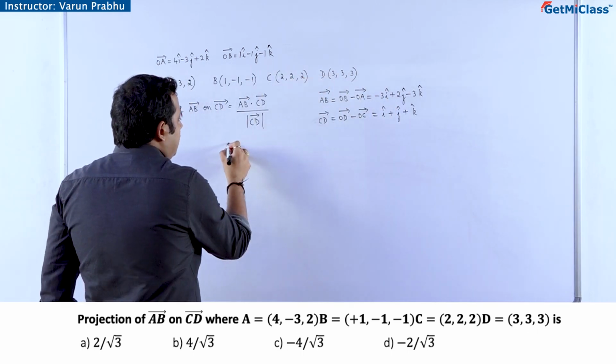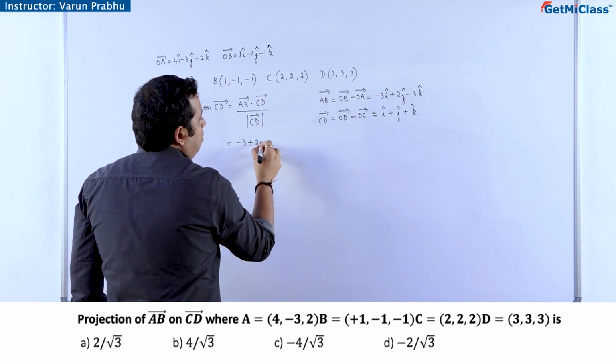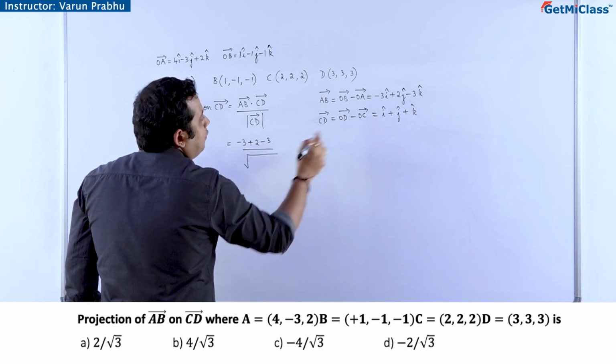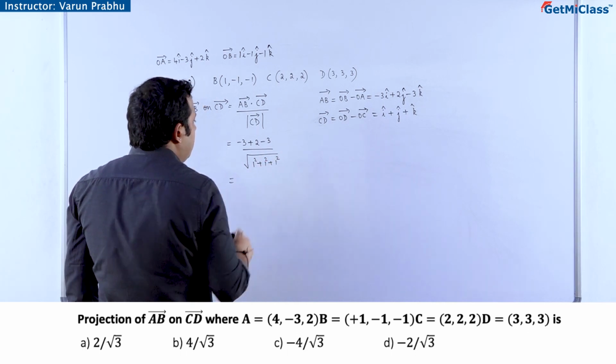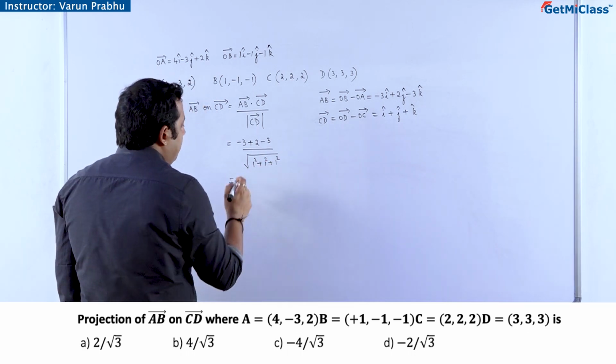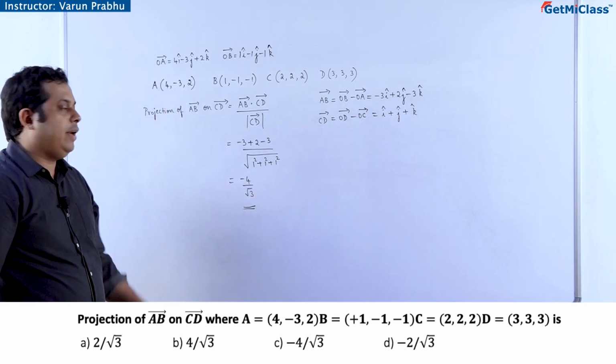So now you just have to take the dot product between AB and CD. So it is minus 3 plus 2 minus 3 divided by root of 1 square plus 1 square plus 1 square, the magnitude of CD. So what is the answer that we get? Minus 3 plus 2 minus 1, that is minus 4, divided by root 3. This will be the projection of vector AB on CD.